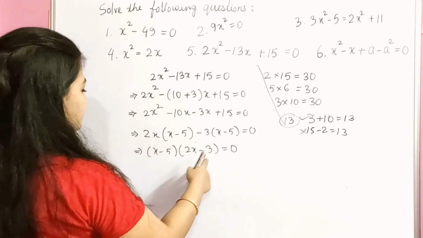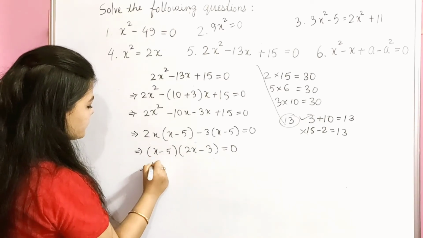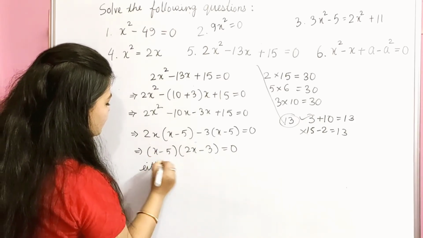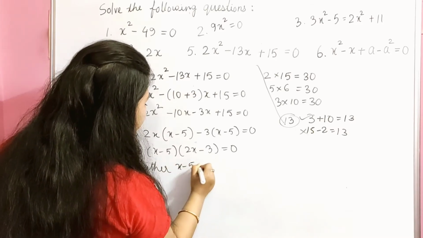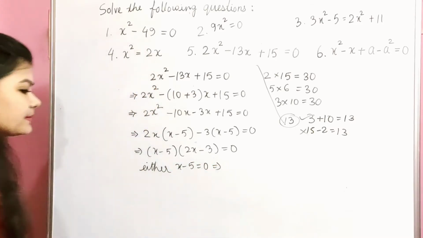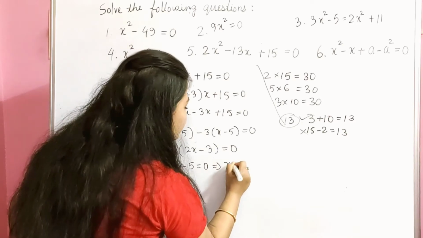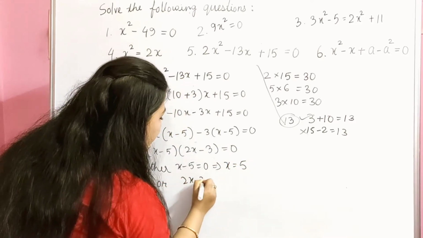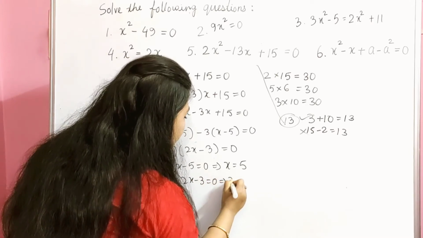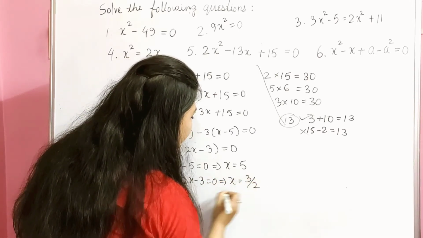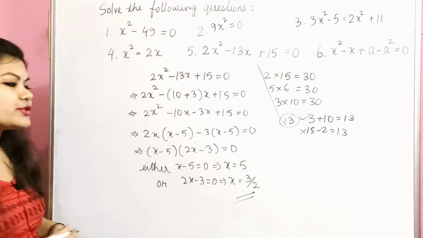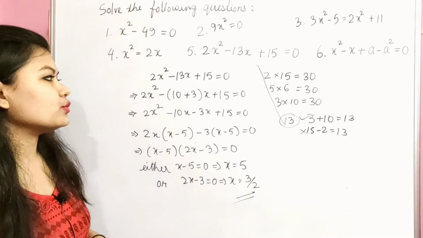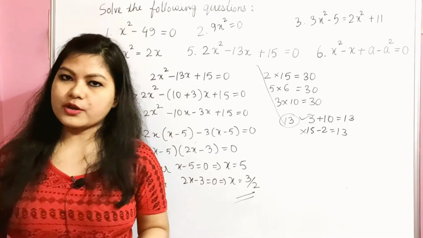If we get to this step, after this we will write either x minus 5 equal to 0, that means x equal to 5, or 2x minus 3 equal to 0, that means x is equal to 3 by 2. Therefore the x value is equal to 5 and 3 by 2. So here I am using the factorization method.